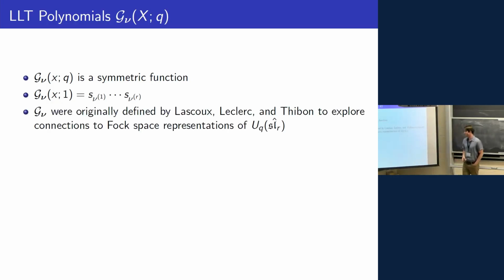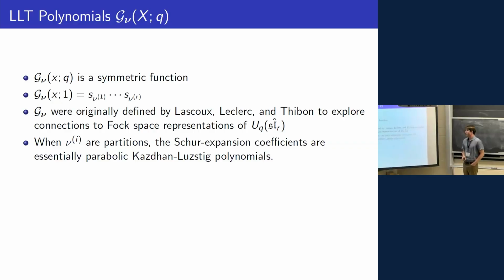So why are they called LLT polynomials? That's after Lascoux, Leclerc, and Thibon. They were exploring some representation theory with U_q of sl_r hat. I'm not going to talk about that, but just for history. And importantly, if you want some connections to things people in the room are more familiar with, if your indexing shapes are non-skew, then when you expand the LLT polynomial into the Schur basis, those coefficients are essentially parabolic Kazhdan-Lusztig polynomials.